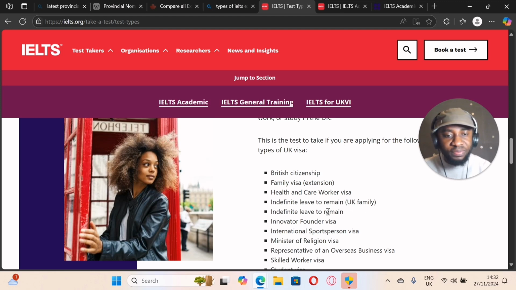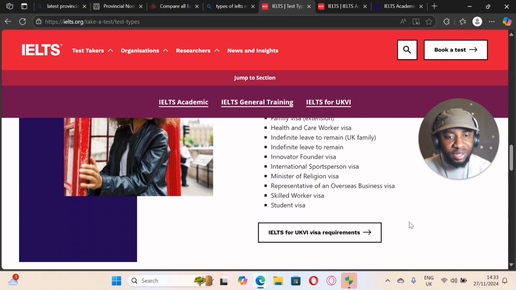That is UK family, indefinite leave to remain, innovator founder visa, international sportsperson visa, minister of religion visa, representative of an overseas business visa, skilled worker visa. Recently there were a lot of people who had to write this test just to get the opportunity as part of their requirement to enter the UK. And even within the UK, if you want to switch your visa, you may still have to do that particular application to help if you don't hold any degree certificate.